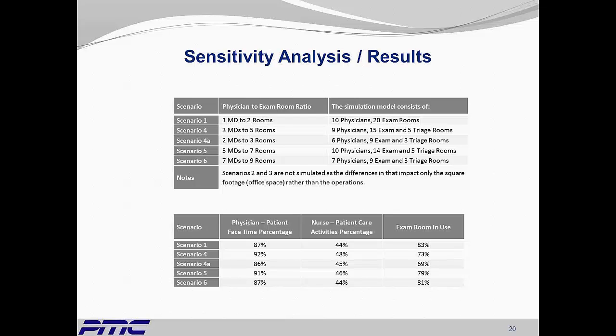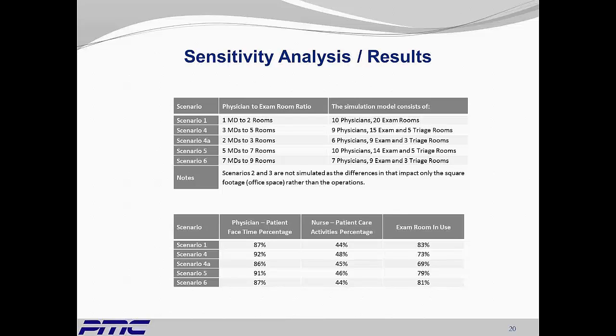And this is what the first table is showing. So if you wanted to look at things as they are right now for comparison purposes, then we said, okay, 1 physician to 2 rooms, so we'll model 10 physicians to 20 exam rooms. If you wanted to go 5 doctors to 7 rooms, then okay, we'll do 10 physicians, we'll double the numbers, 14 exam rooms, and we'll need some triage rooms also, and we'll have 5 triage rooms. So these are the scenarios that we modeled, and after building the models for each of the individual scenarios, then we started looking at results.